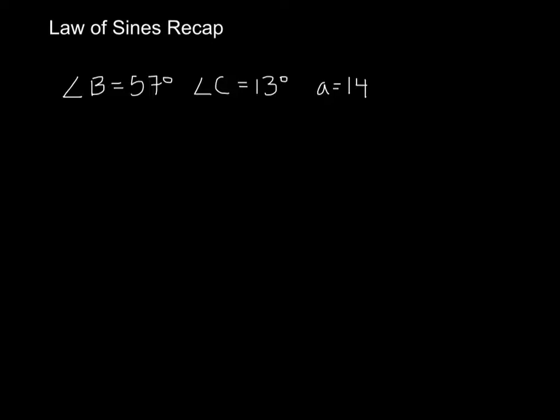In all of our examples, we're going to be asked to solve for all the missing parts. And so when I look at the problem, I want to decide, is it an ambiguous case or is it a regular law of sines? In this particular problem, I know that it's a regular law of sines because I have angle 1, angle 2. And when I have angle, angle, side, that automatically means it's a regular law of sines problem.